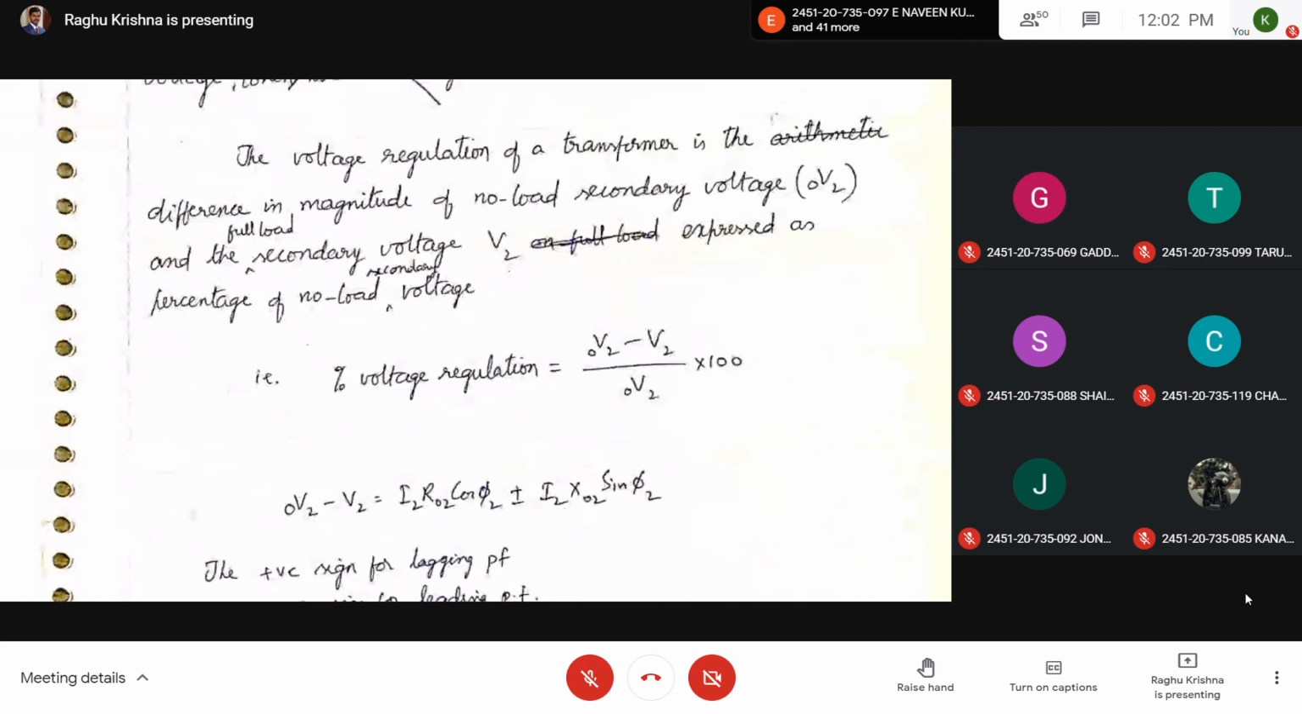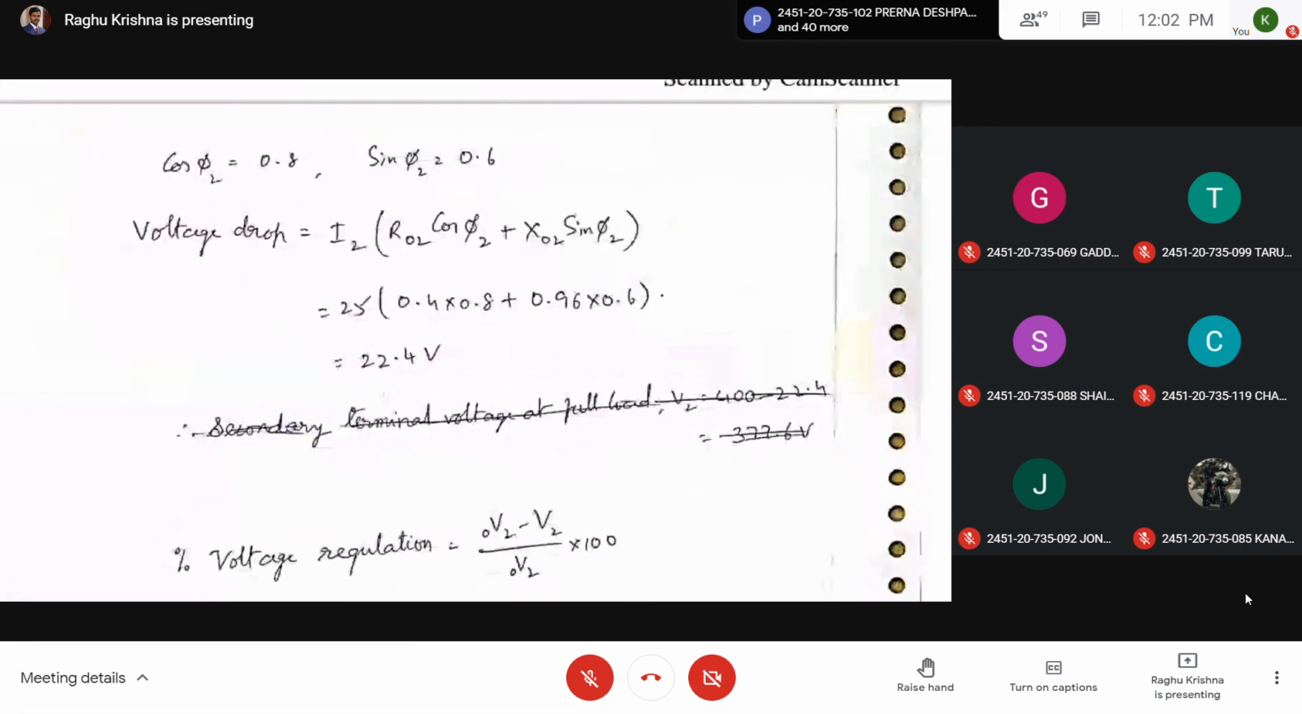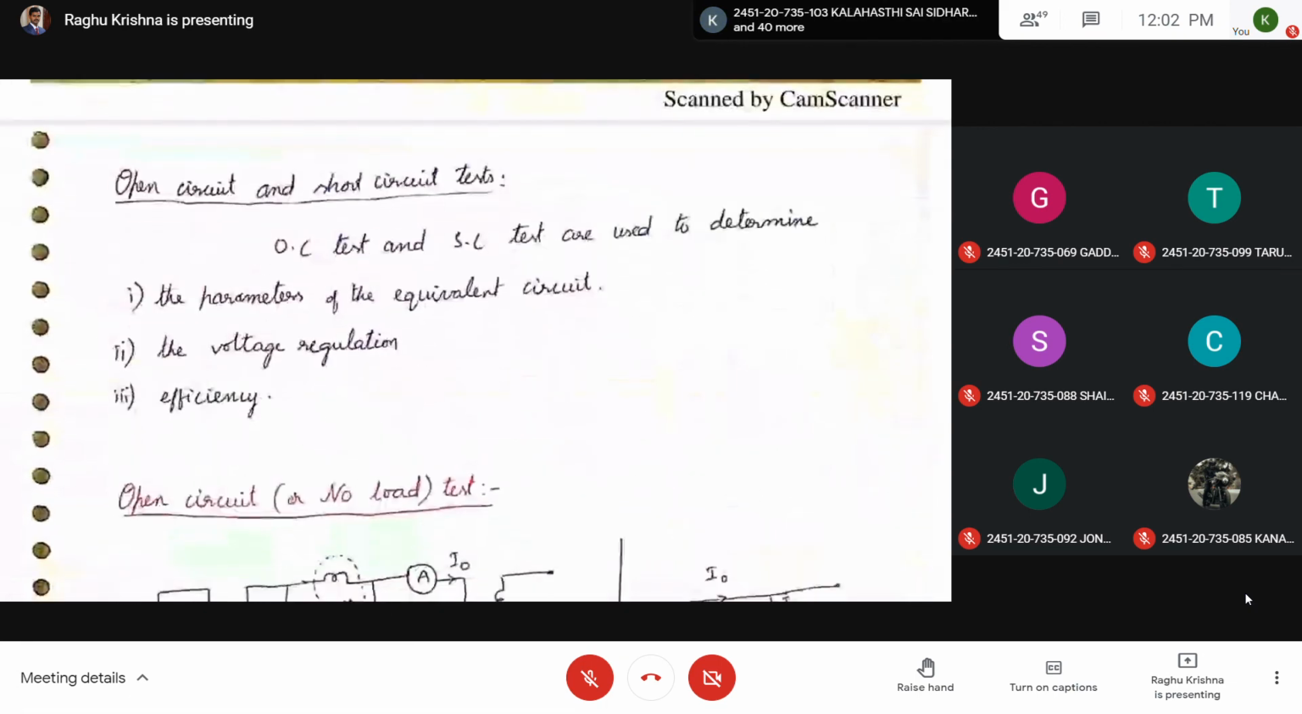Coming to voltage regulation, voltage regulation of a transformer: this definition and the formula. If you remember the formula, you can easily remember the definition. Next, this is the open circuit test, or simply the OC test. OC test and SC test you can leave. It is not in your syllabus.